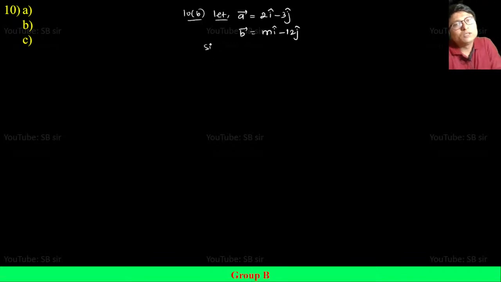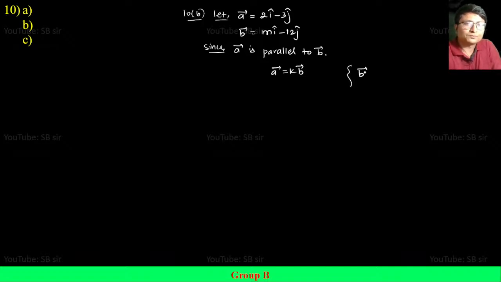Since a vector is parallel to b vector, either a vector equals k times b vector or you can write b vector equals k times a vector.